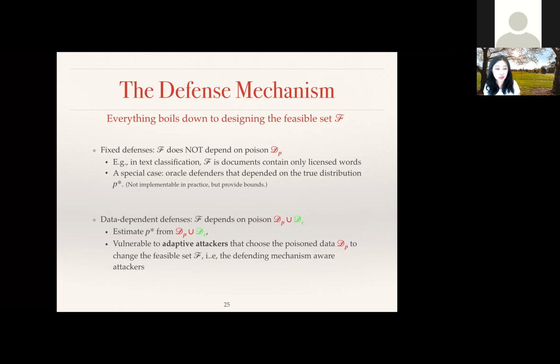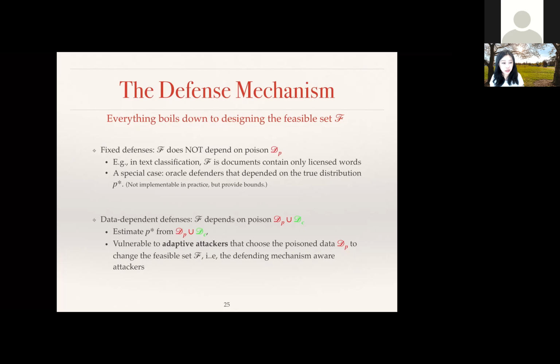So now we have data dependent defenses. You're designing the feasible set based on the poisoned data, right? So that's the union of the poisoned and the clean data. The goal is really to estimate the P star from the poisoned data. And the caveat here is that this becomes really a game between the defender and the attacker, because the attacker, knowing that the defender is actually using the poison data to design the feasible set, could try to manipulate that.